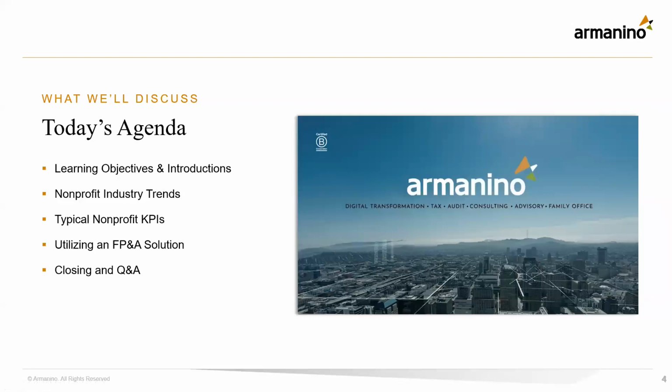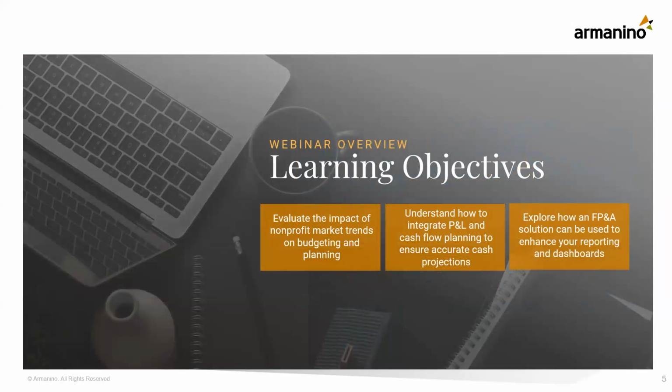All right, so for today's agenda, we have learning objectives and introductions, nonprofit industry trends, typical nonprofit KPIs, utilizing an FP&A solution, and closing questions. So our learning objectives today are: evaluate the impact of nonprofit market trends on budgeting and planning, understand how to integrate P&L and cash flow planning to ensure accurate cash projections, explore how an FP&A solution could be used to enhance your reporting and dashboards.